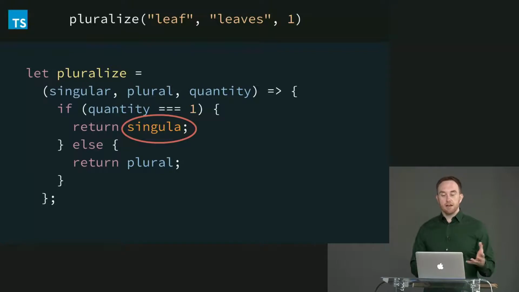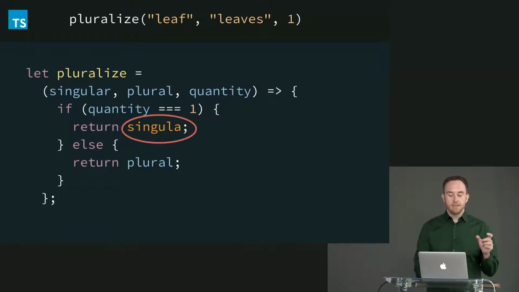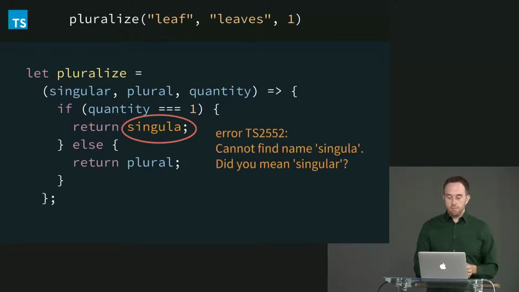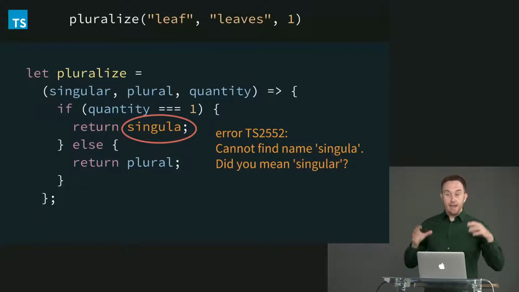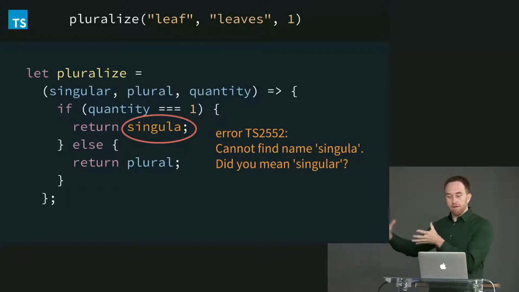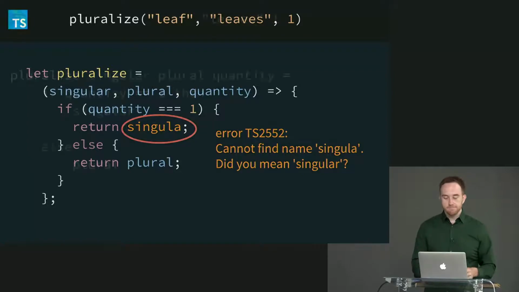Now TypeScript will do a little bit better than that. In TypeScript, if we write this same code, we'll get an error. It's like error TS2552: cannot find name singula. Did you mean singular? So it identifies at compile time that this is a mistake you made. I know that there's nothing named singula in scope here, so you need to fix that before we will compile the program and actually run it.